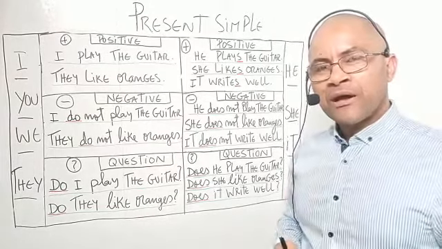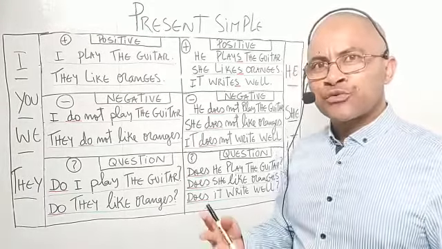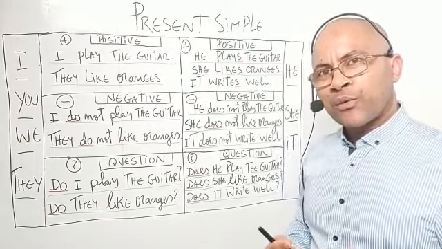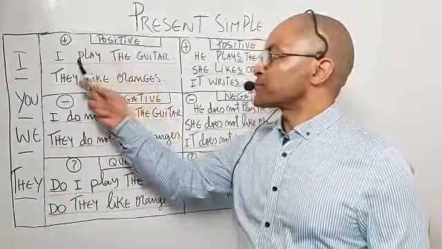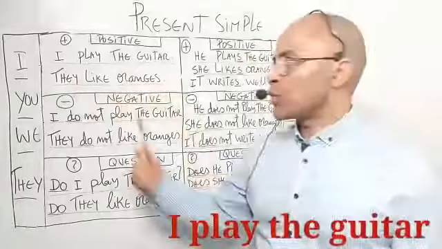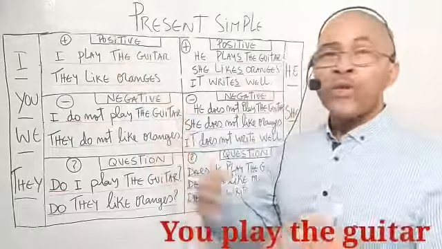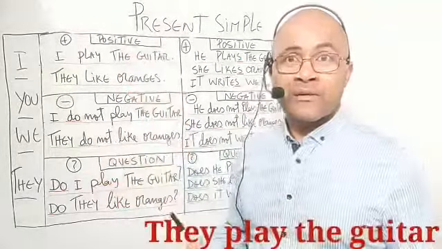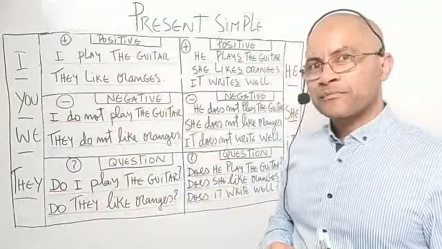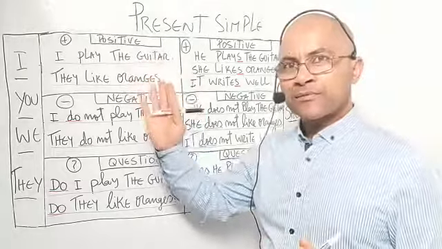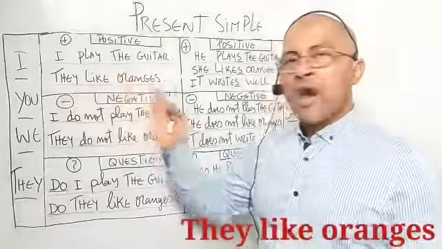So if I tell you I teach English, I normally teach English, it's true. But if you come with me right now and we see the first example, I play the guitar, so we've used I. But we can also use you play the guitar, or we play the guitar, or they play the guitar. But I've chosen I play the guitar. Now this sentence is very simple. I play the guitar. And then the second one, they like oranges.